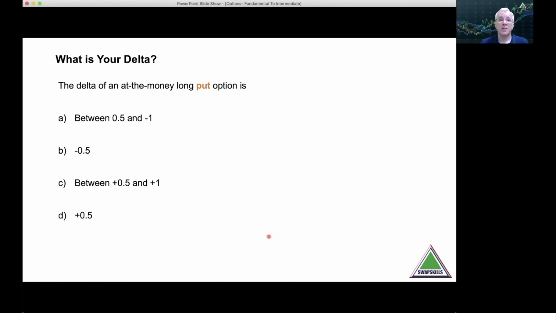So take a look at this. Again, 4 alternatives. The delta of an at-the-money long put option is what? Between 0.5 and -1, minus 0.5, between plus 0.5 and plus 1, or is it plus 0.5? Remember, you're long a put option. And you get a minus 0.5, so it's at the money, so it's what it should be priced at, 50-50, and it's a put option, so it's a negative number.